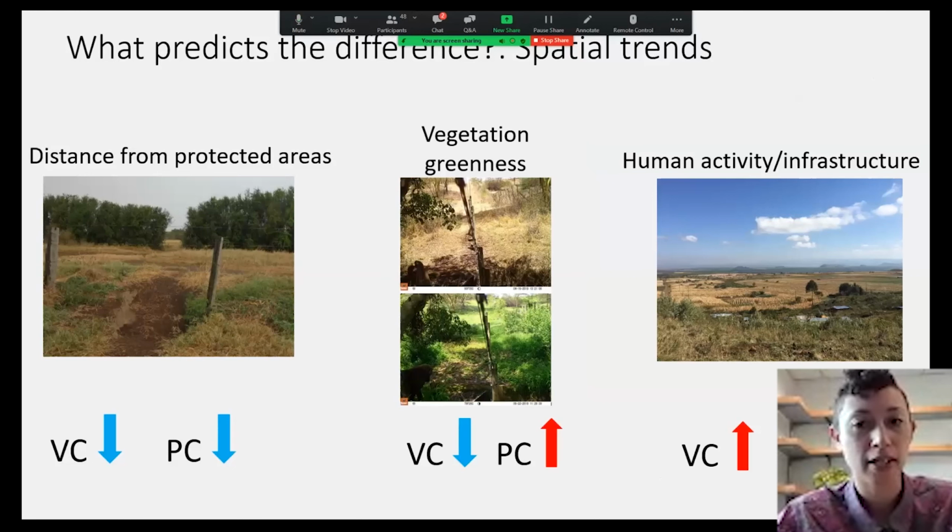But vegetation greenness had opposite effects on perceived and verified conflict. NDVI was positively correlated with perceived conflict and negatively with verified conflict. This could be due to overinflation of perceived conflict in and near highly vegetated regions that carnivores could be more likely to use as habitat.